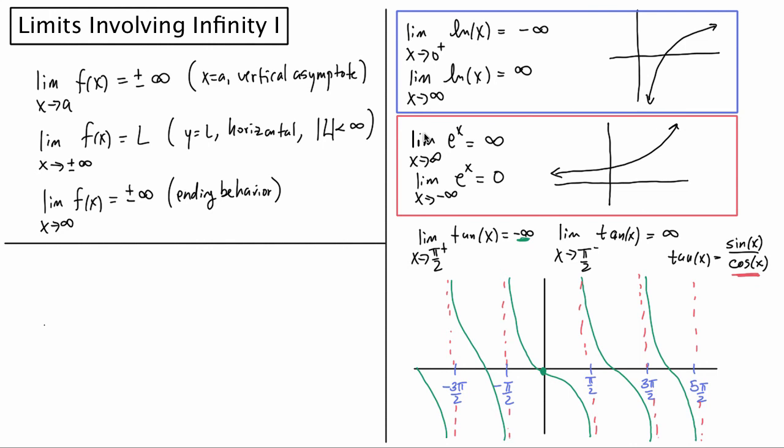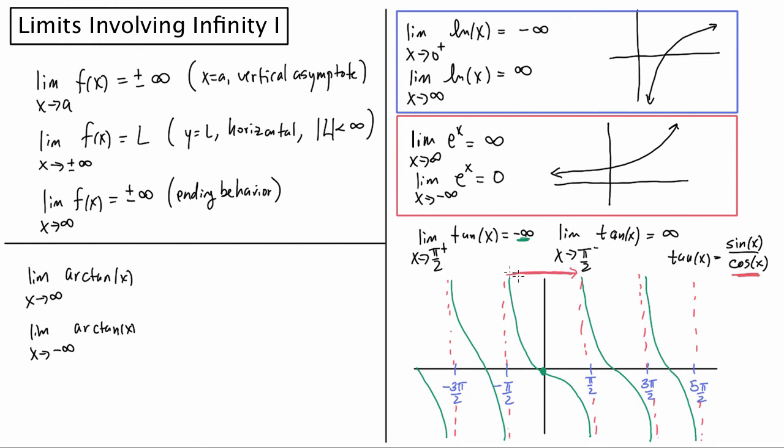All right, so basically what I want to do now is take a look at another function that's related to the tangent function, and that is the arctangent function. So if I were to look at the limit as x approaches infinity of the arctan function, and then look at the limit as x approaches negative infinity of the arctan function, what would those limits be?